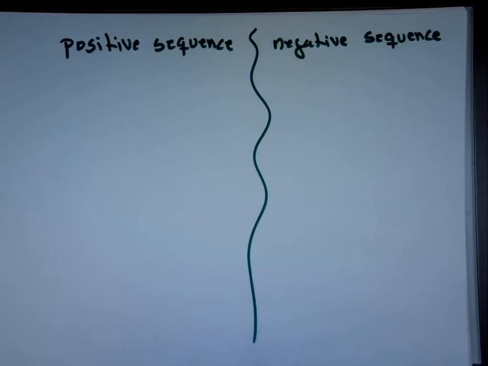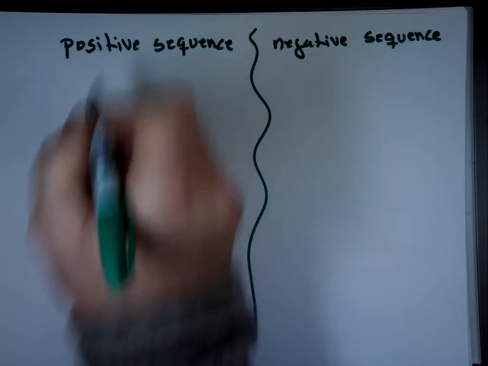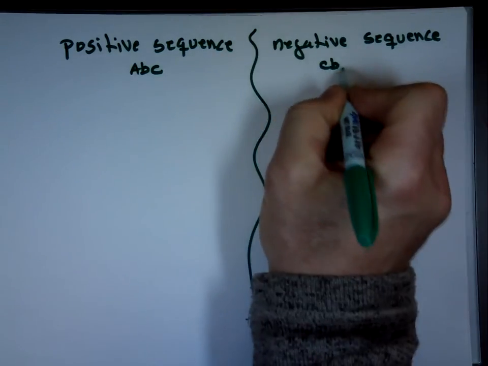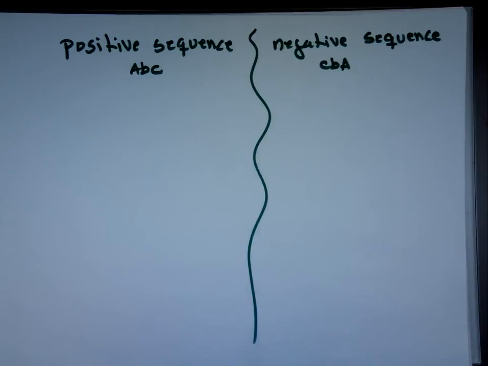So you'll hear both of these terms, positive sequence and negative sequence. Sometimes they call this ABC sequence. This is CBA. As you're doing the homework assignments, we have an ABC sequence, or a positive sequence.